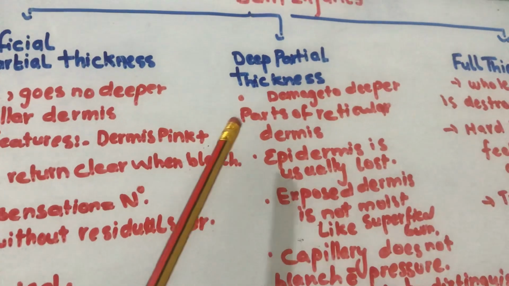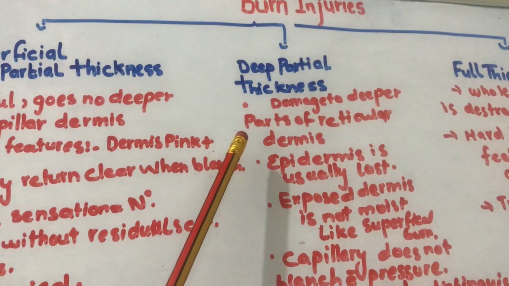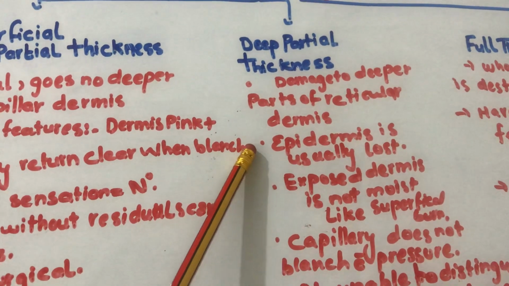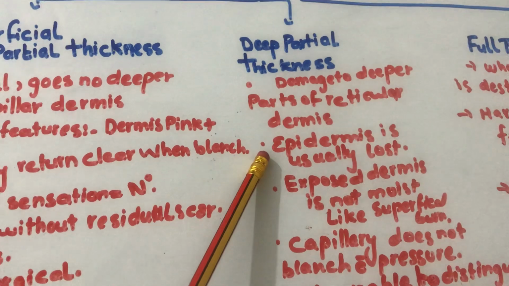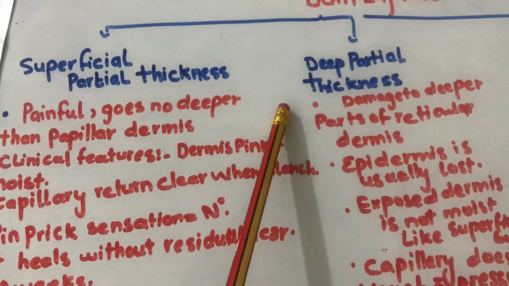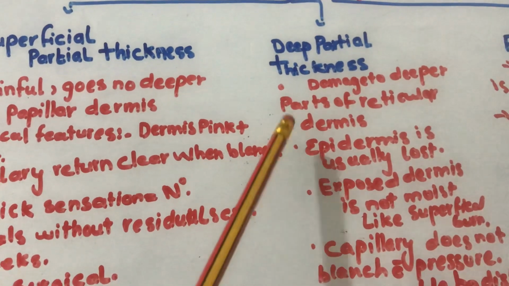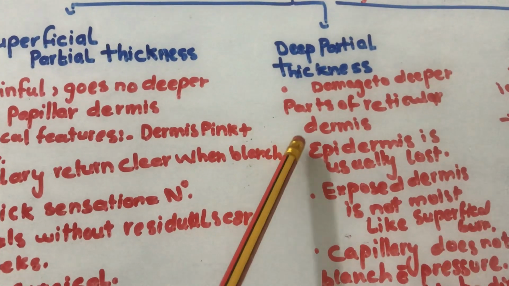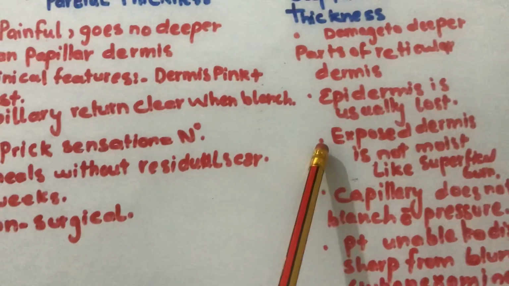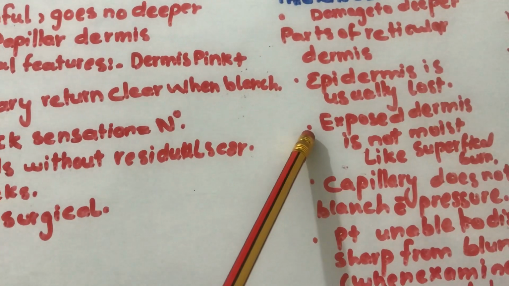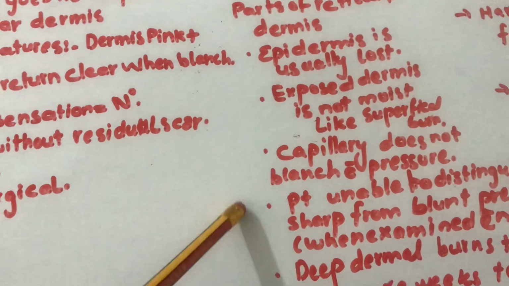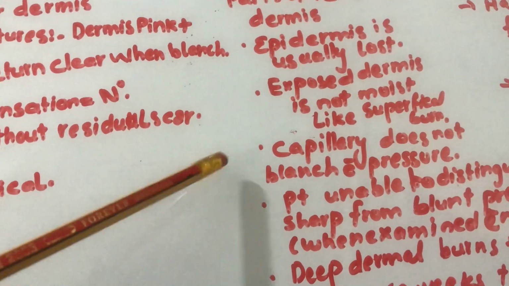Deep partial thickness is damage to the deeper parts of the reticular dermis, and the epidermis is usually lost. As you know, superficial is damage to the papillary dermis, and in the deep partial thickness it is damage to the reticular dermis, meaning it goes deep into the dermis, so the epidermis is usually lost. Exposed dermis is not moist like superficial partial thickness, and capillary does not blanch easily with pressure on the capillary blanch test.